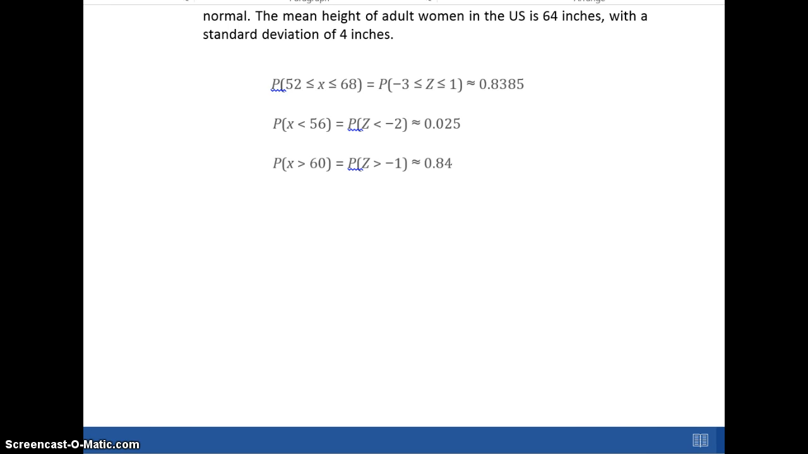Okay, and if we wanted to get the probability a random woman's height is bigger than 60 inches, again, we need to find out the corresponding z-value. So it's the value of x, 60, minus the mean, 64, over the standard deviation of 4. So that's the probability z is bigger than -1.